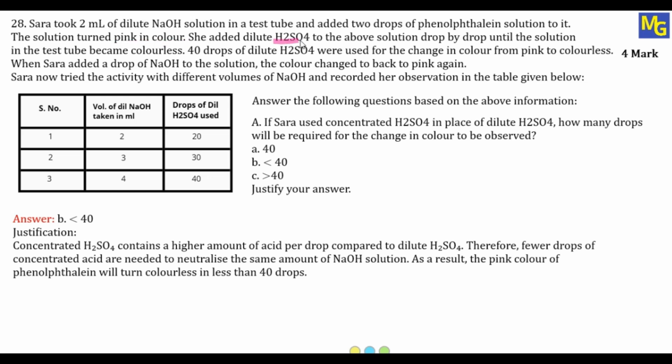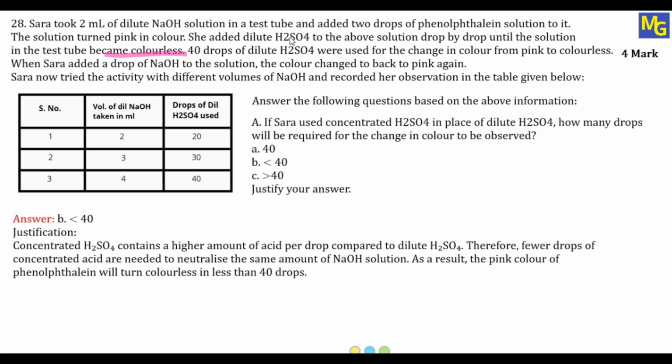She added dilute H2SO4 to the above solution. Now the solution is already pink in color because of the base, and now she is adding H2SO4 to this solution drop by drop. When you add acid to the base, it neutralizes the base. Acid will neutralize the base and try to decrease its basic properties. So now what happens? It is added drop by drop until the solution in the test tube becomes colorless.